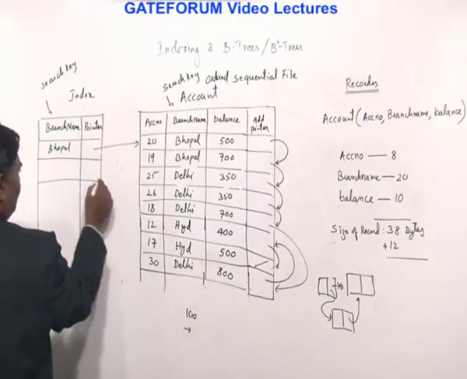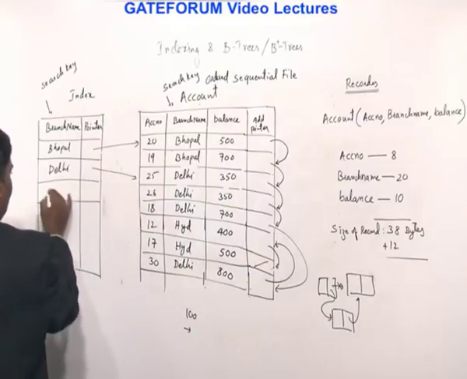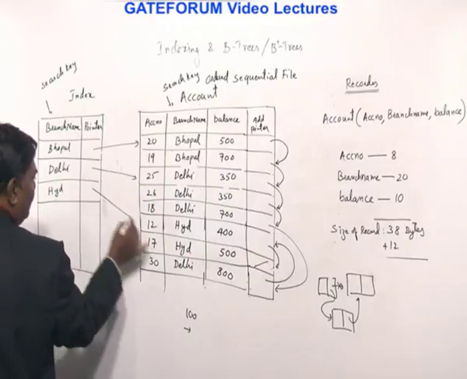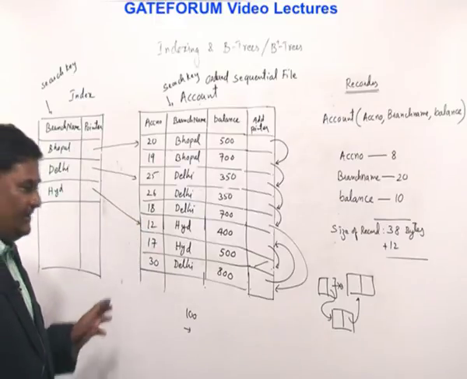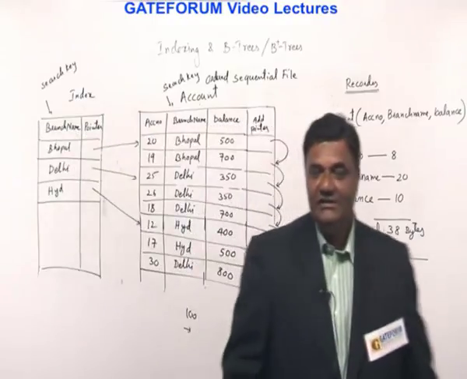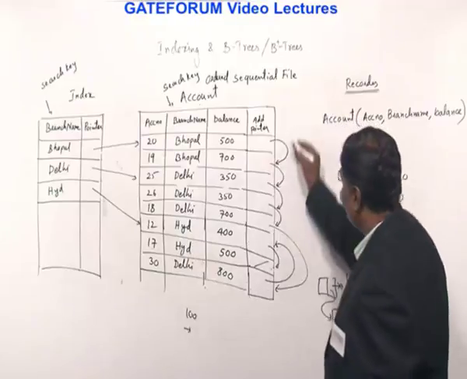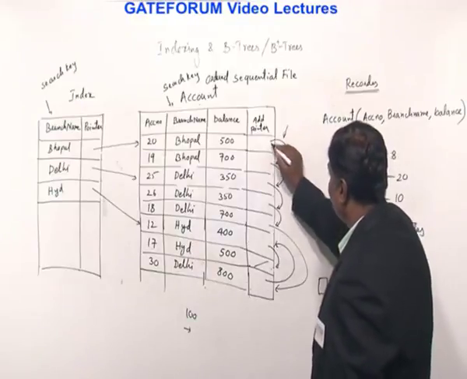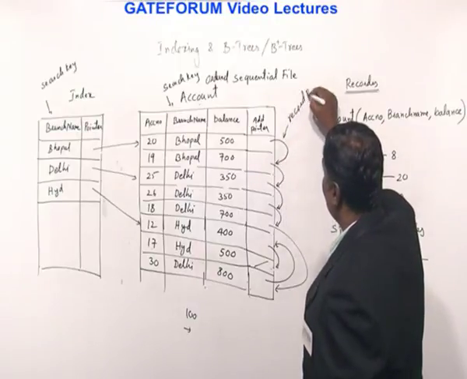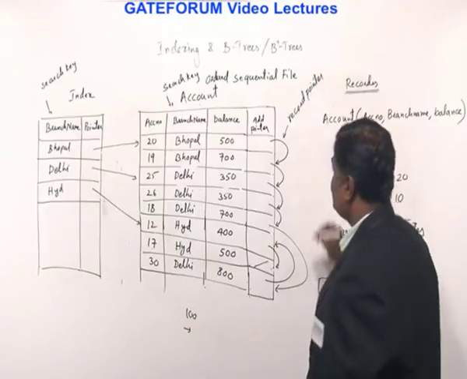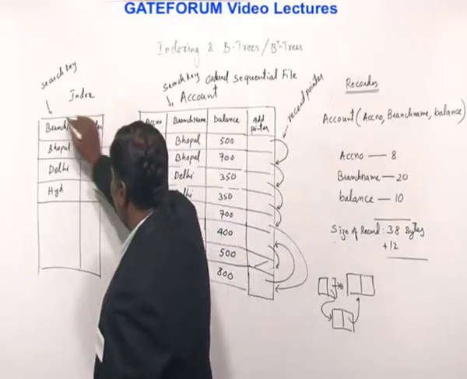Here the Bhopal is starting. Delhi. Here Delhi is starting. Hyderabad. Here Hyderabad is starting. So we can maintain an index. That index will contain the search keys and pointers to the records, right? So here I have to give a name to this one, like I told you that this is a pointer to this record. So we call them a record pointer. This is not a block, this is a record, next record. And this is the search key.